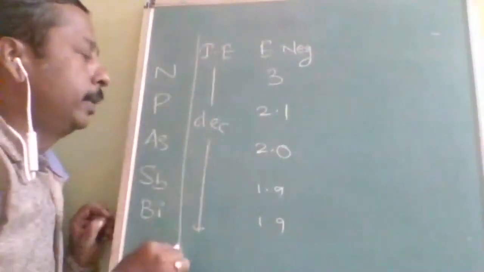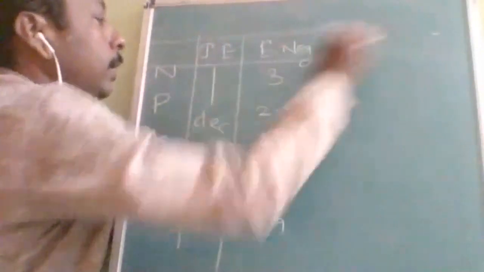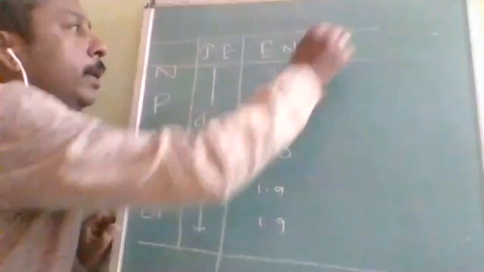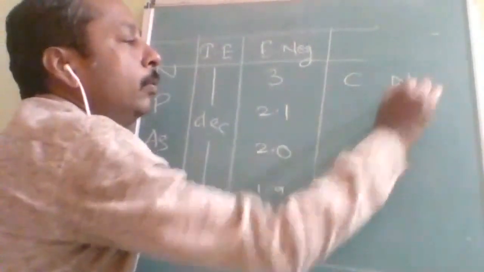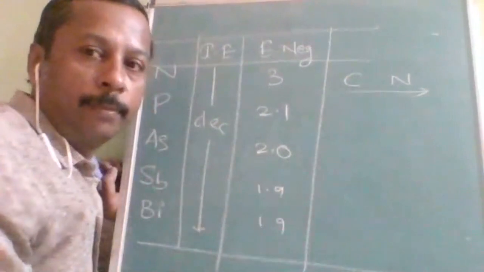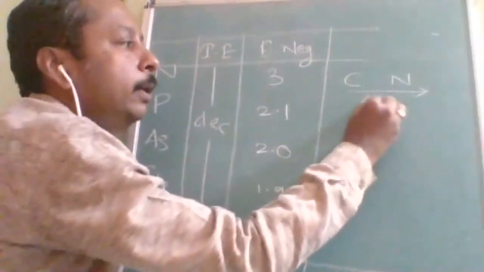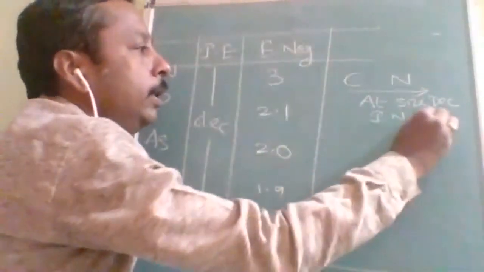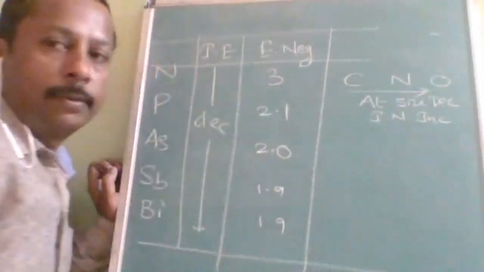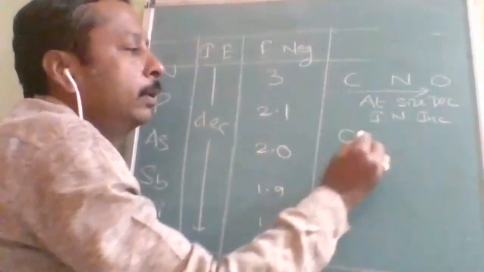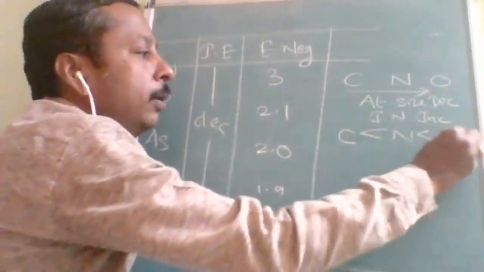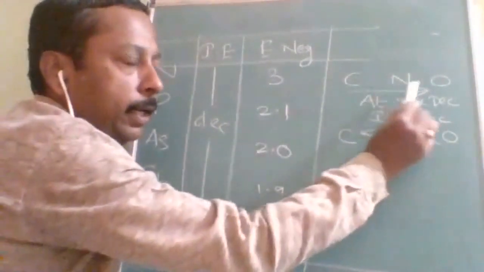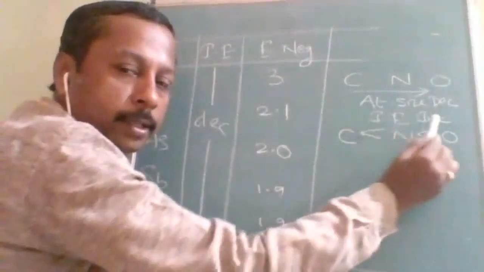The next question will be on ionization energy. Down the group, ionization energy decreases. Why does it decrease? Due to increase in atomic size. But there is an exception. Take carbon, nitrogen, oxygen. When you move from left to right, atomic size decreases. Therefore, ionization energy should increase. So the actual order should be carbon less than nitrogen less than oxygen. The atomic size decreases, so ionization energy should increase.